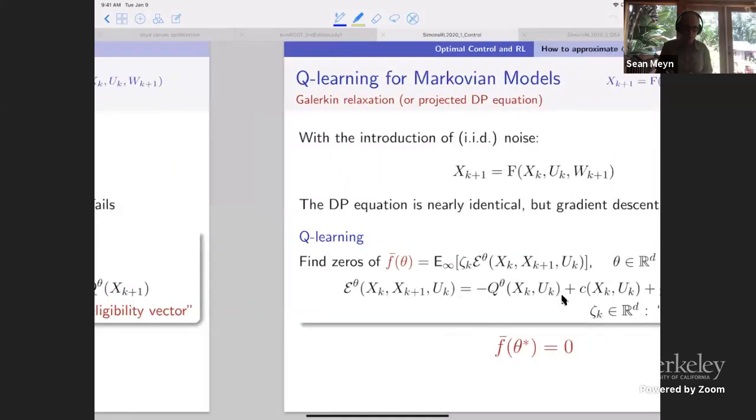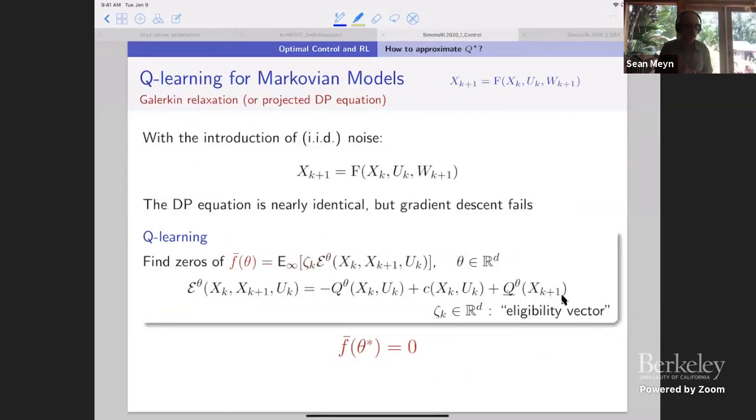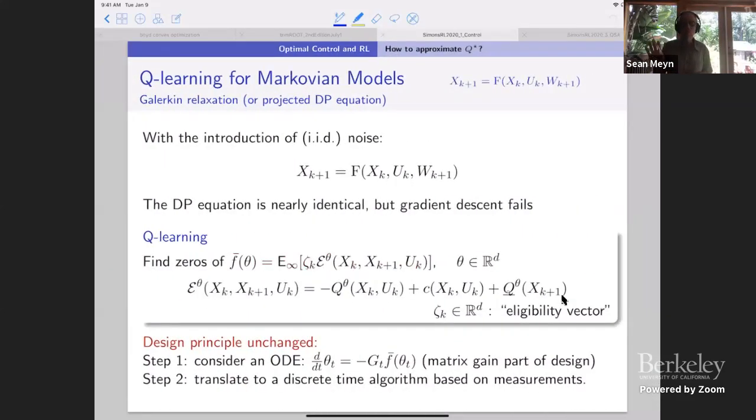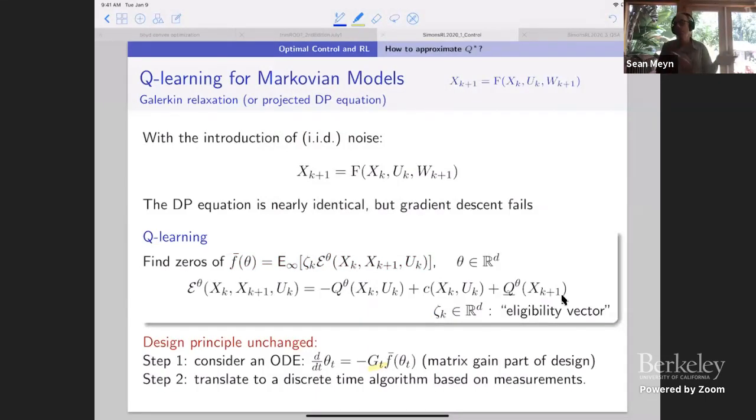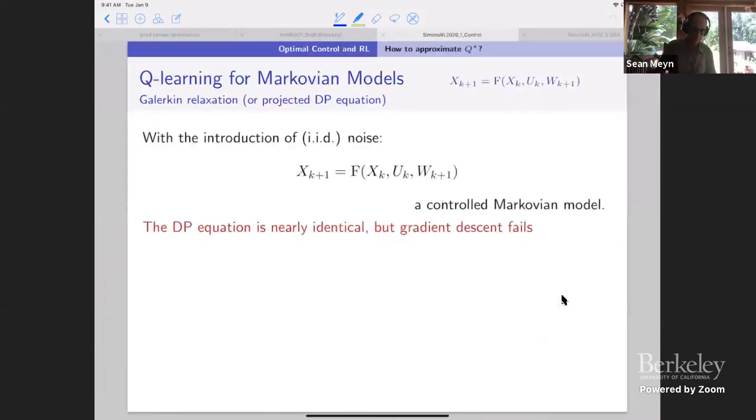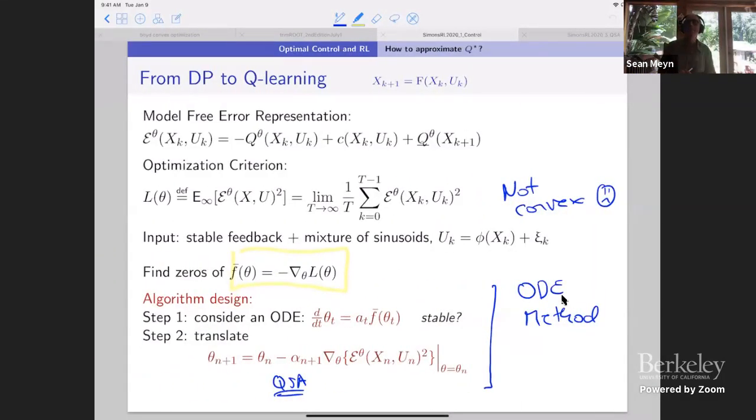And we'd like to set that to zero. The design principles are the same. If you want to derive Q learning, you basically can look at an ODE. And if you like, put in some matrix gain, and then you use an Euler scheme if you like, and you get an approximate Euler scheme, and do just as I did before. I'll go back if you like. You do exactly the same thing. You replace the mean object with the observed samples. That's what it's all about. And so for traditional Q learning, it's not a gradient, the eligibility vector comes in instead.